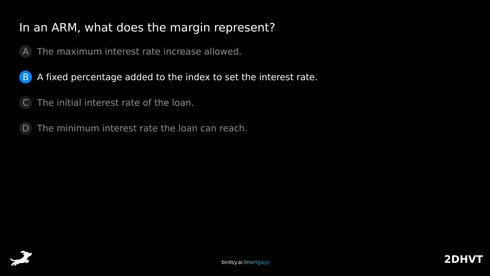B, a fixed percentage added to the index to set the interest rate? C, the initial interest rate of the loan? Or D, a minimum interest rate the loan can reach? The answer is B, a fixed percentage added to the index to set the interest rate.